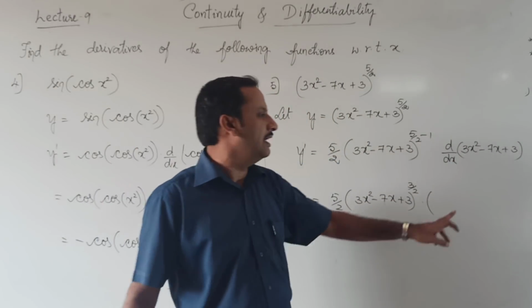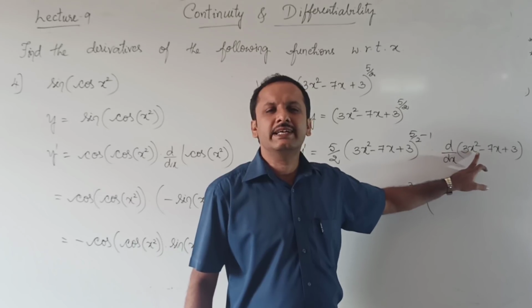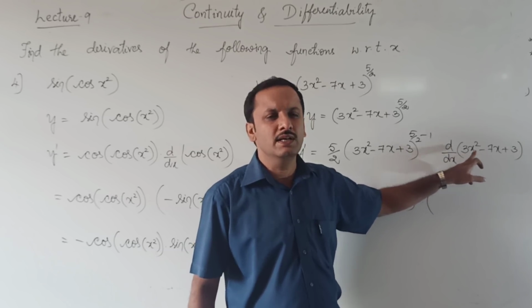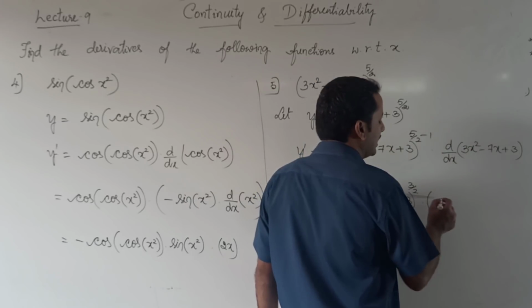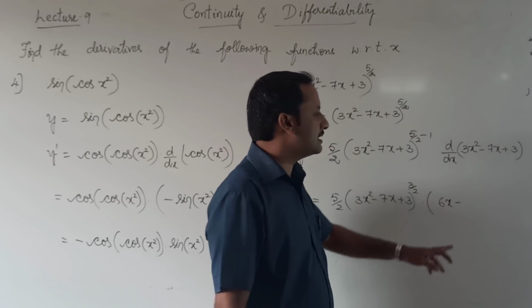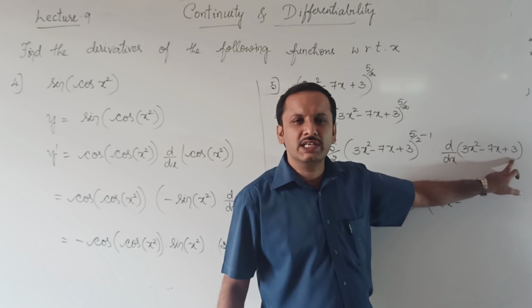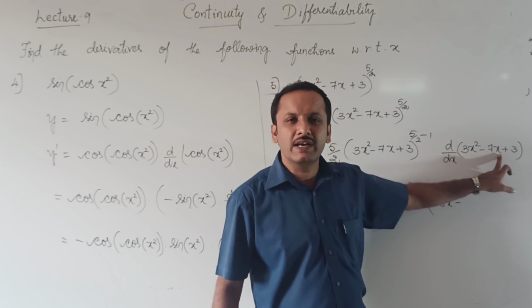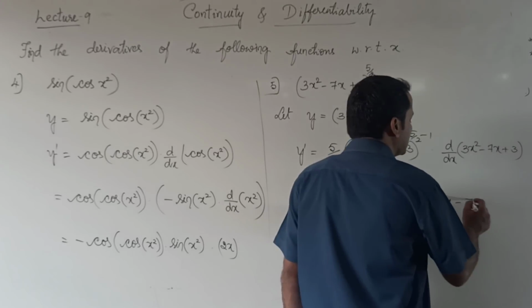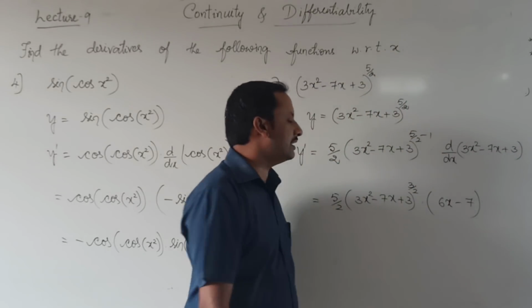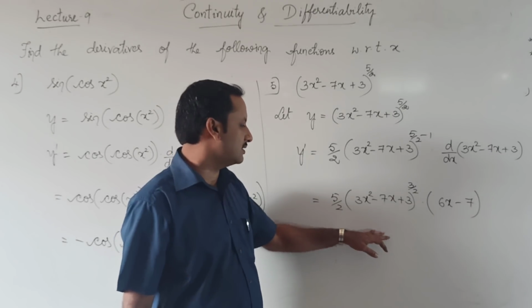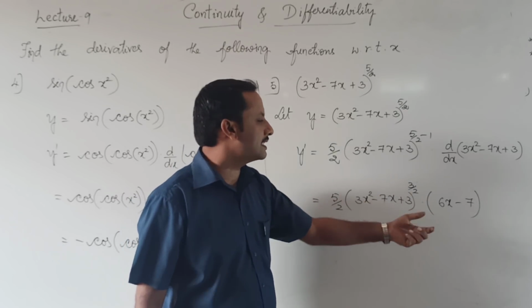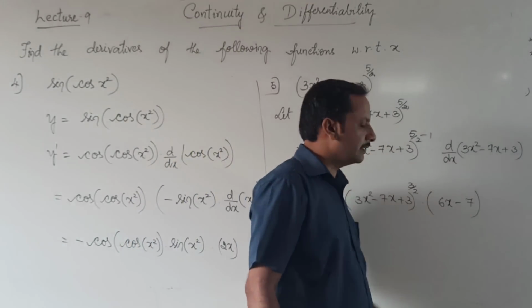The derivative of 3x square: 3 is a constant, x square is a function, so that constant will remain as it is. The derivative of x square is 2x. So you will get 3 into 2x, which I directly write as 6x. Minus 7x is there, one constant and a function. We'll keep the constant as it is and differentiate the function, so when we differentiate this x, we get 1. So minus 7 into 1 will give you minus 7. Plus 3 is a constant, whose derivative is 0. So this is the answer: 5 by 2 into 3x square minus 7x plus 3 whole power 3 by 2 into 6x minus 7, which is the derivative of this factor.